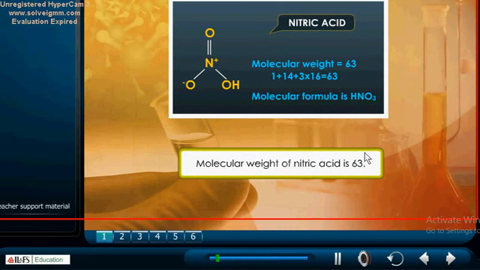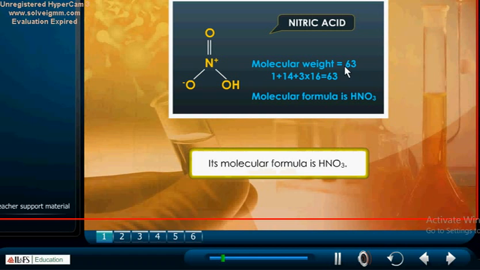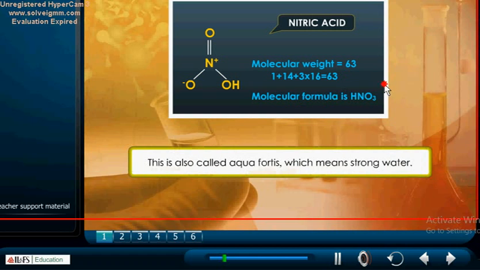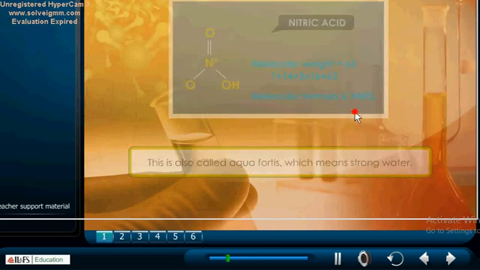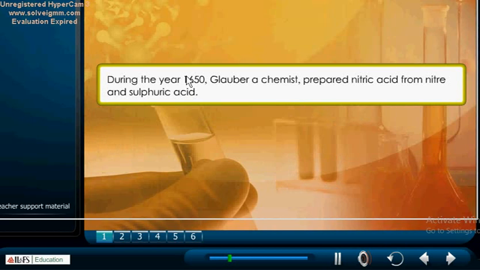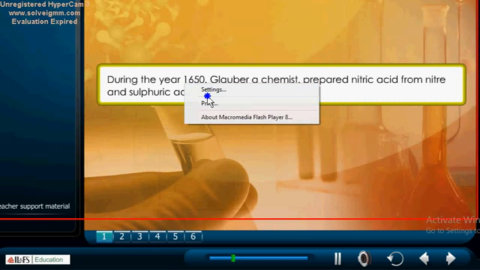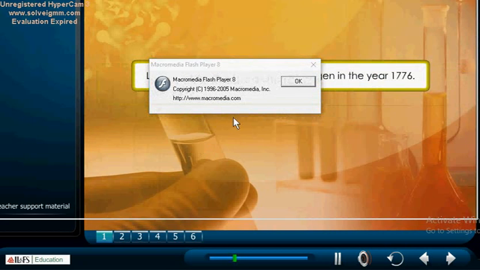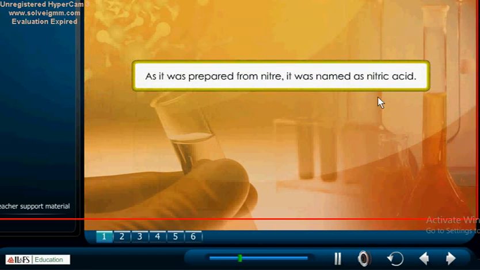The molecular weight of nitric acid is 63. Its molecular formula is HNO3. This is also called aqua fortis, which means strong water. During the year 1650, Glauber, a chemist, prepared nitric acid from nitre and sulfuric acid. Lavoisier proved that it contains oxygen in the year 1776. As it was prepared from nitre, it was named nitric acid.